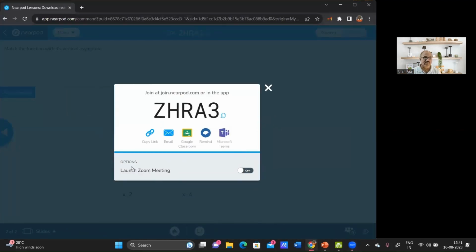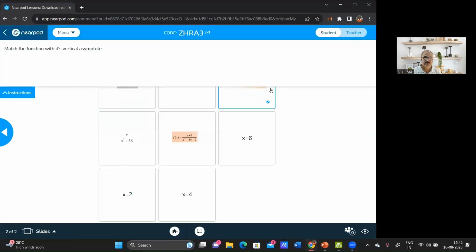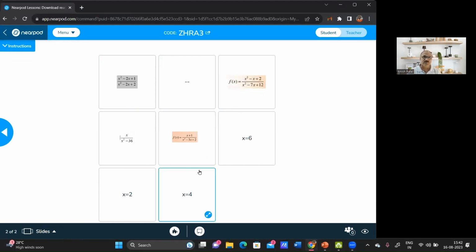Before moving ahead, let's have some fun. We can have a quiz. There is a link for Nearpod in the chat. Copy it and open the Nearpod. Yes, you see that question. There are four functions and three equations of vertical lines. You have to match the function with its asymptote. You have only 2 minutes for that. This is blank because one of these functions does not have a vertical asymptote. So you have to identify that function and pair it with this blank one.